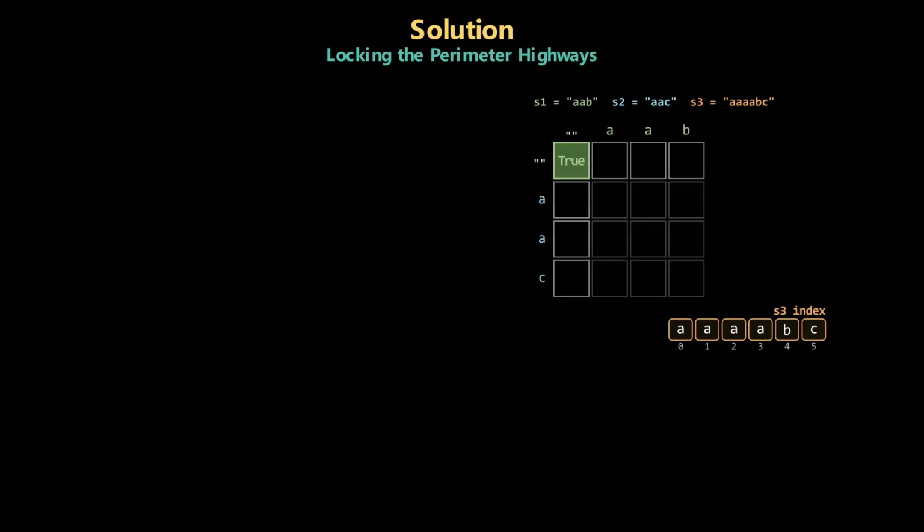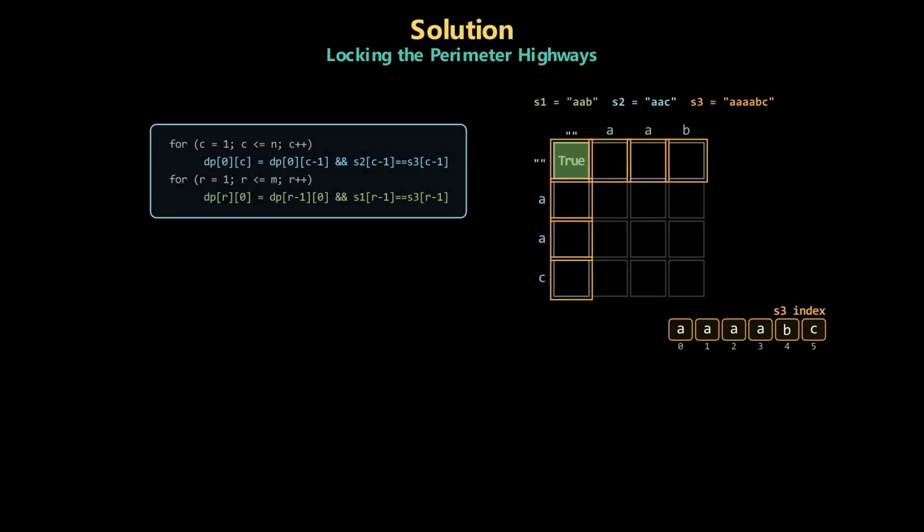Next, we lock down our perimeter boundaries, evaluating realities where we use only one source string. We sweep across the top row with string 1 and down the first column with string 2. A boundary cell inherits a true status only if its predecessor was valid and its trailing character aligns perfectly with string 3. The moment our string's characters mismatch our target, that highway violently cuts off, forcing all remaining cells along the border to lock out as false.